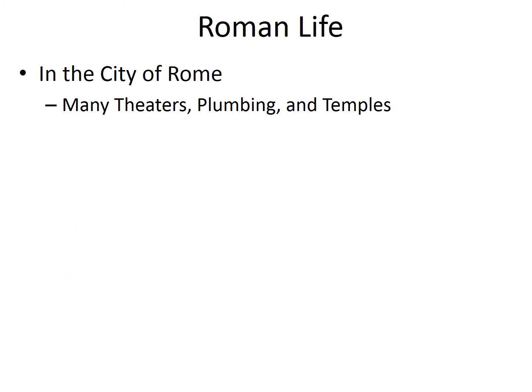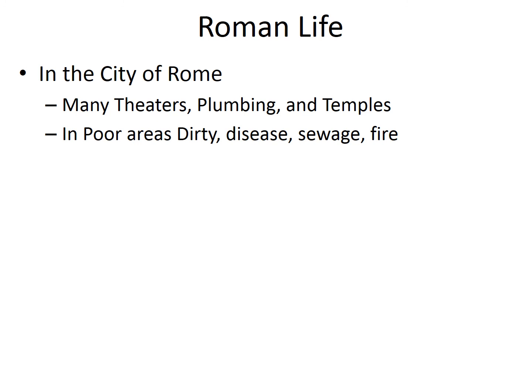In the city of Rome, there were many, many theaters. There was running water, plumbing. There were public baths throughout the city that could be used by the public. There were numerous temples. However, in poor areas, it could be very dirty. There was always a risk of fire. The worst fire, of course, was notoriously during the tyrannical imperial leadership of Nero.